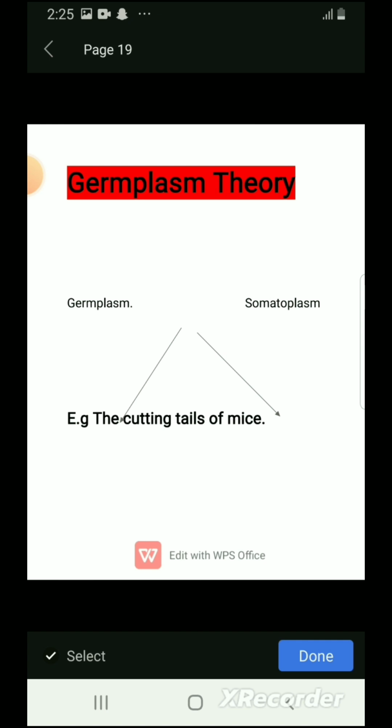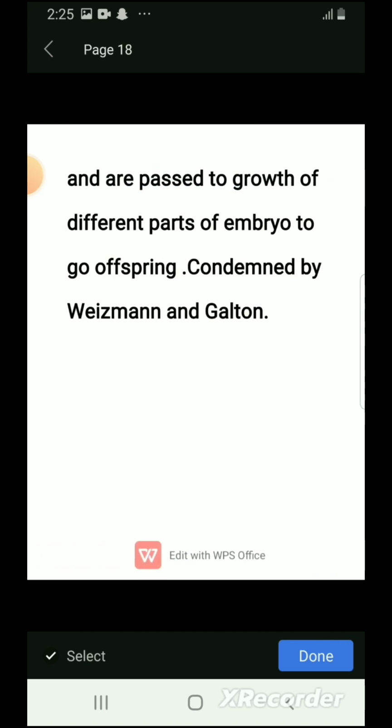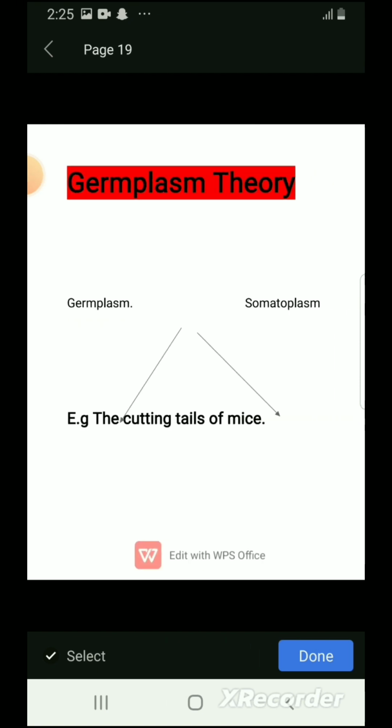Now, we have a contradiction to this theory by Weismann and Galton. So let's look at what they say. I would say they modified it, because Darwin made an attempt by saying that there are gemmules that came out from different parts of the body and collected in the gametes and passed out to the offspring.